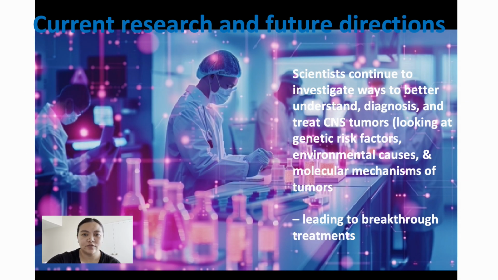Current research and the future directions of CNS cancer. So recent advancements in brain and spinal cord cancer research have focused on understanding risk factors, environmental influence, and the molecular mechanisms behind tumor development. Current efforts are aiming to prevent and improve early detection, enhance drug delivery to the brain, and develop personalized, targeted treatments. Supportive care is also being expanded. Together, these innovations are paving the way towards a scientific breakthrough in the diagnosis and the treatment of CNS tumors.